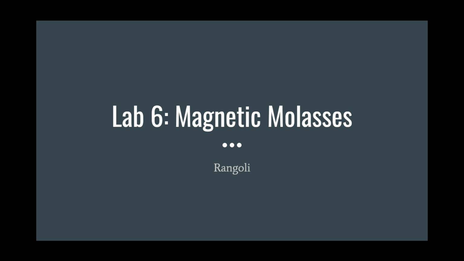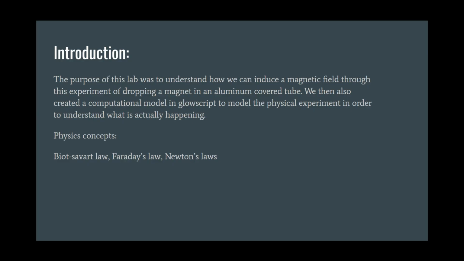6. Magnetic molasses. An introduction. The purpose of this lab was to understand how we can induce a magnetic field through this experiment of dropping a magnet in an aluminum covered tube. We then also create a computational model in GlowScript to model the physical experiment we did in order to understand what is actually happening.